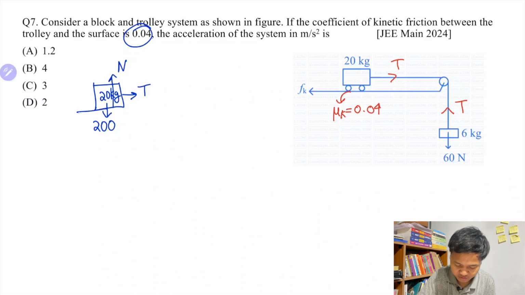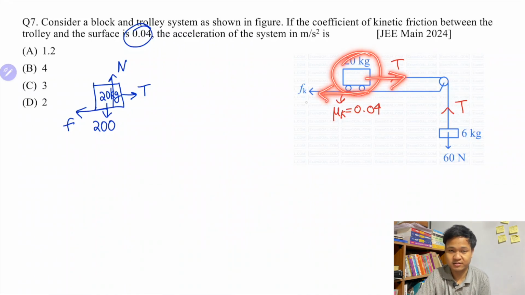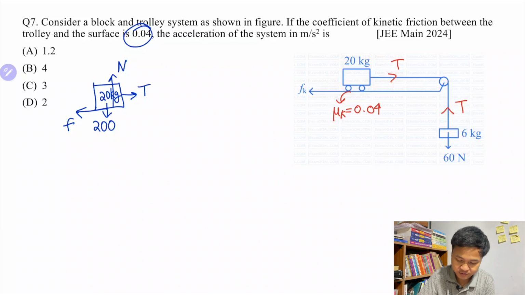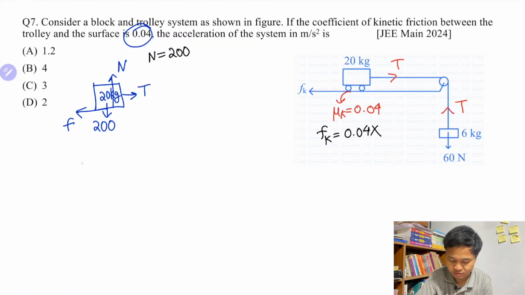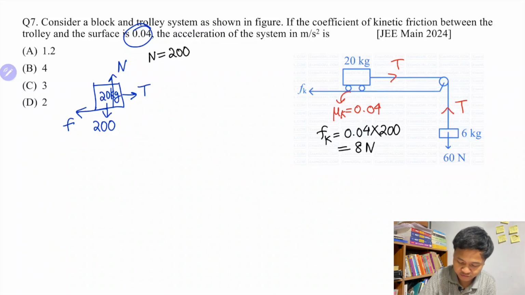You will have friction, which will try to oppose the net motion. So first let's find out how much the friction force is. Friction force equals mu k times normal. That is 0.04 into normal. In the vertical direction the net force is 0, so normal equals 200. Normal is mg, so 0.04 times 200 gives 8 Newton. So friction force is 8 Newton.